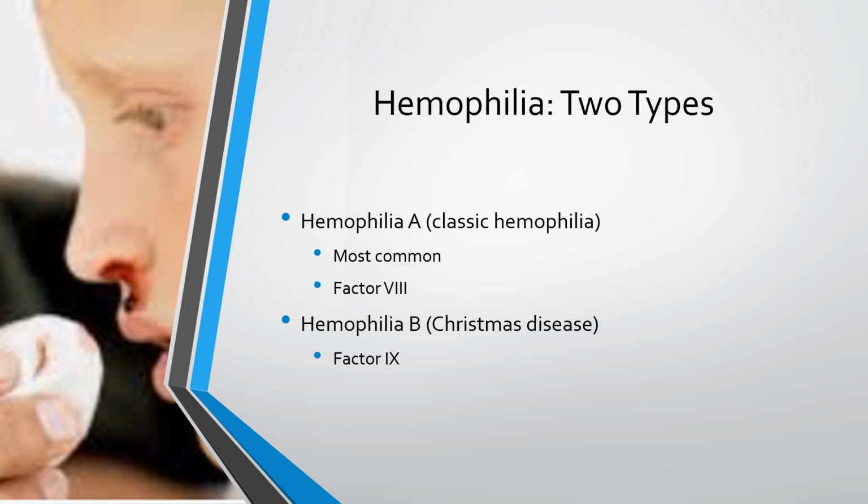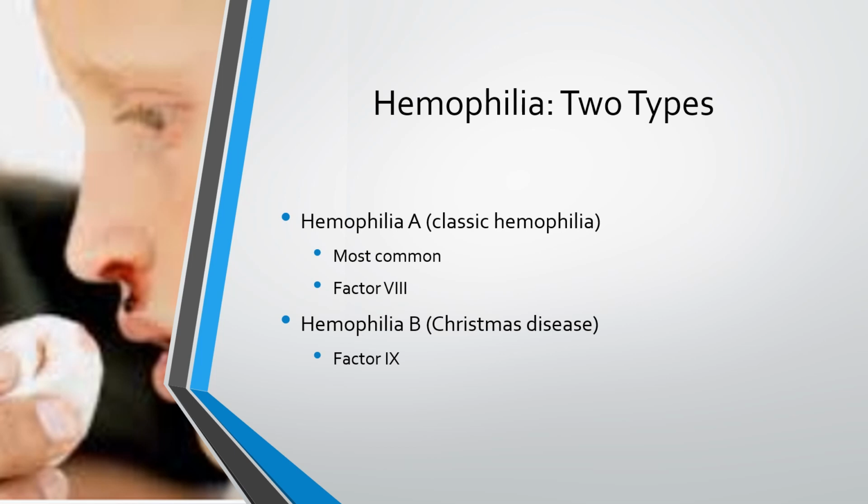So hemophilia, there are 2 types. Hemophilia A, which is classic hemophilia. This is the most common type and accounts for about 80% of all cases. It is an X-linked recessive. About 1 in 5,000 males are affected. Females are typically carriers. It is a factor 8 deficiency, and the degree of bleeding depends on the amount of clotting factor.